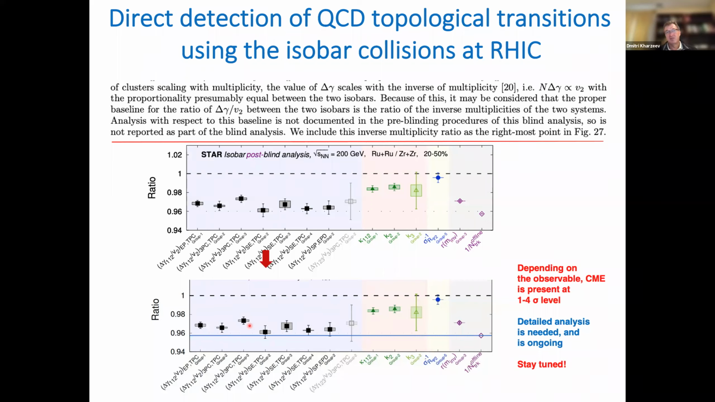But this is one thing that they should definitely do and publish, because you really have to compare at the same multiplicity. You cannot just compare things with different multiplicities.